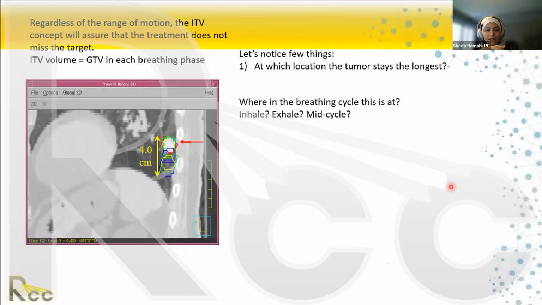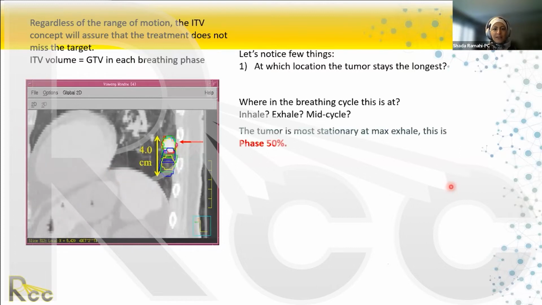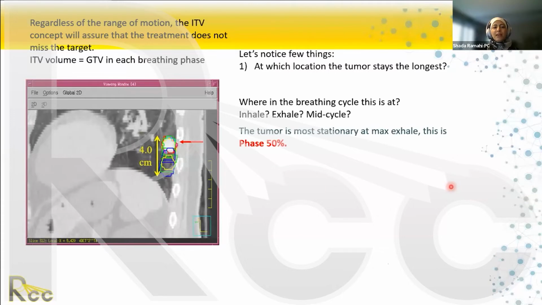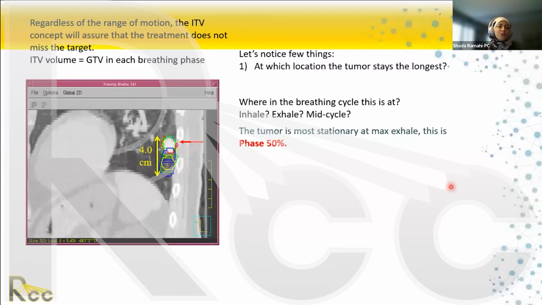So if you look at it, it stays the longest at the most inferior location. And that's when the lung is contracted. It has the shortest or smallest volume. Basically, that's your exhale. And this is the 50% phase in the breathing cycle. When you look at the sinusoidal wave, this is represented by phase 50%.